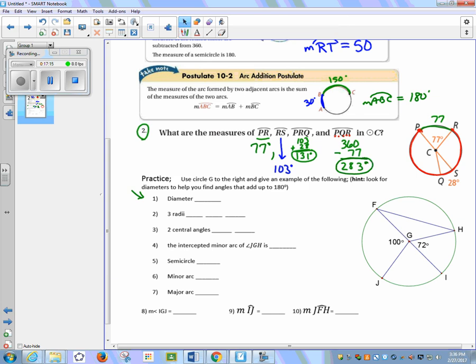When you're doing things like this, look for clues. Sometimes you have to add things together, sometimes you have to subtract them. Sometimes a clue is finding a diameter and looking for linear pairs or whatever in there. Okay, so pause the video and try to do these on your own, and then turn the video back on to check your answers.